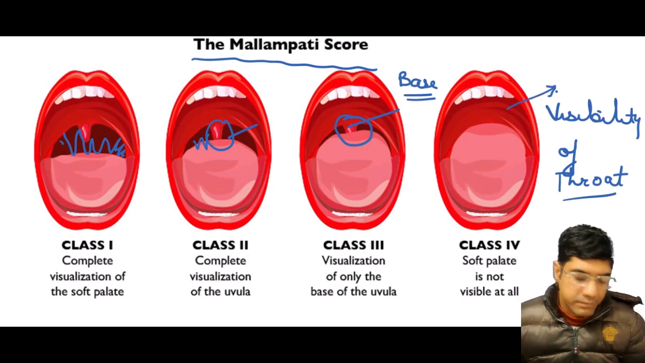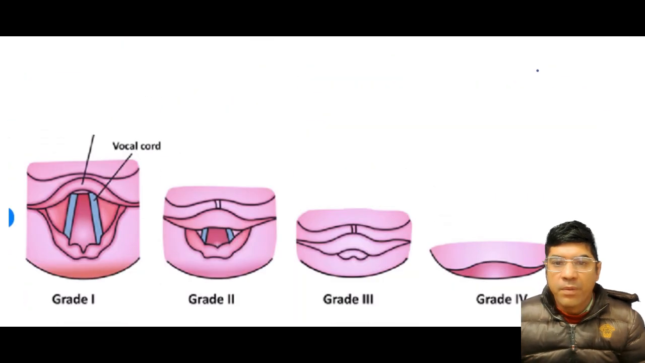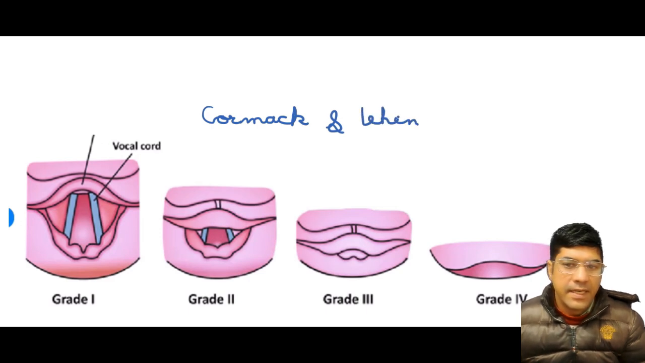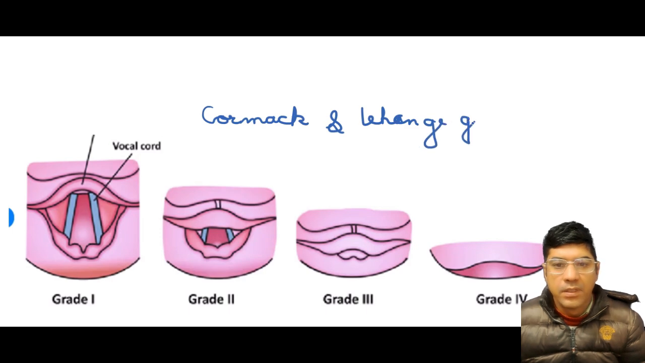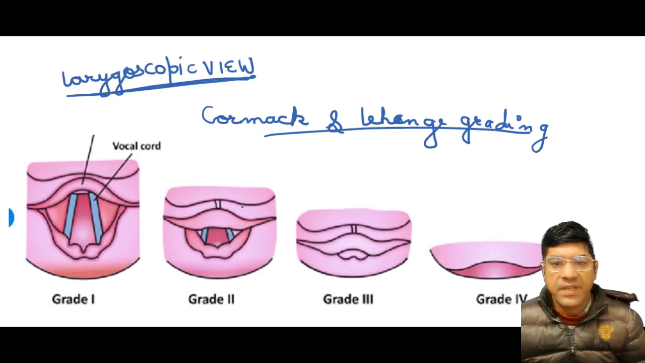Apart from that, other grading system that we use is Cormack and Lehane grading. It is used during laryngoscopy, a procedure to view the larynx or voice box. It is used to describe the visualization of specific structures in the throat, and it ranges from grade 1 to grade 4. Grade 1 is when the entire glottis aperture, the opening between the vocal cords, is visible. So that is the ideal view during the laryngoscopy.